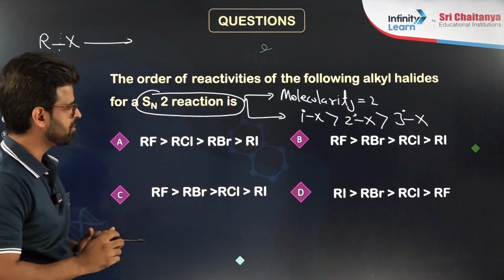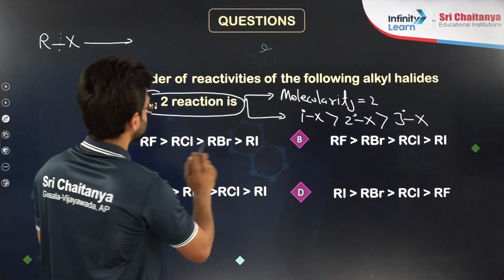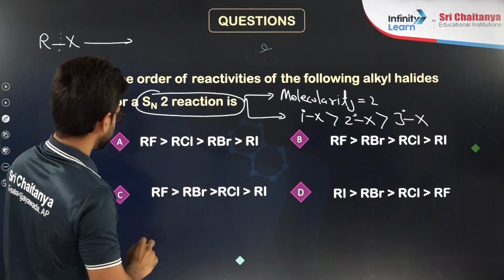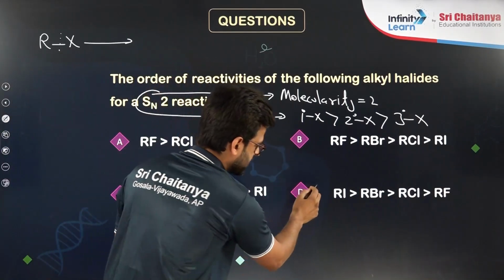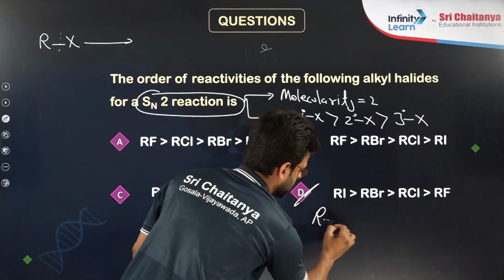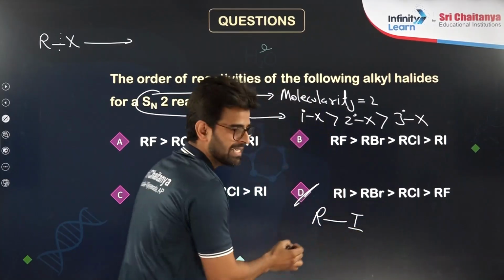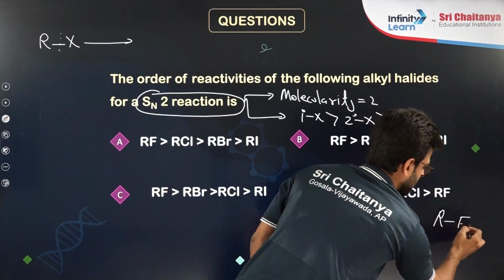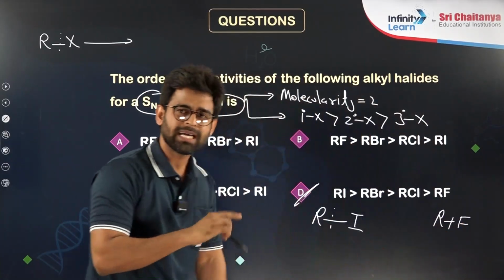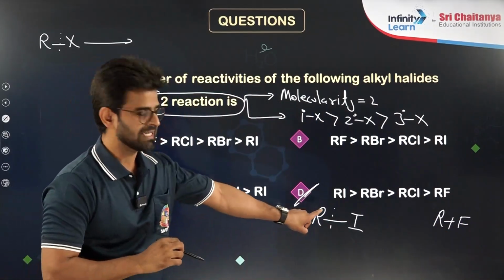So on that basis, if you see the RI bond, they are asking the order of reactivity, right? So we can come here, right? Because the RI bond is a little lengthy and easy to break, whereas the RF bond is small and tough to break. So on that basis, they are giving this order.